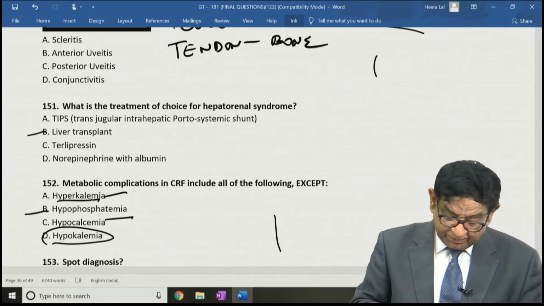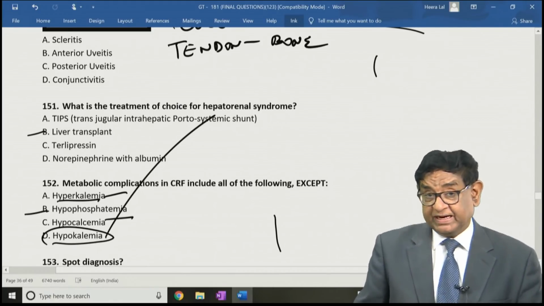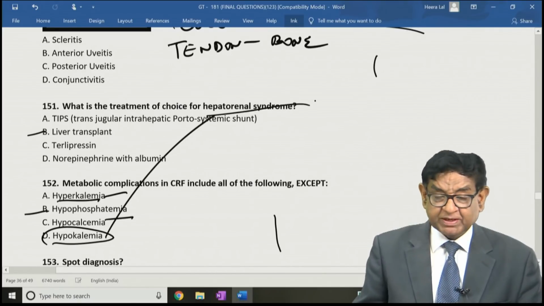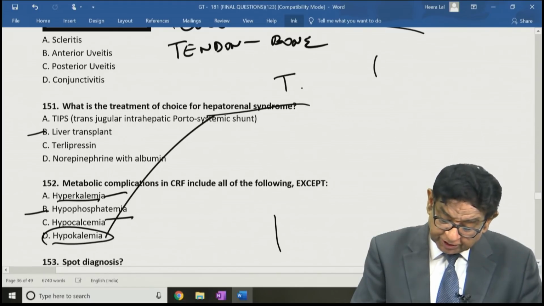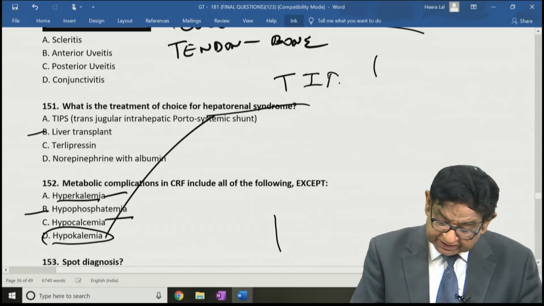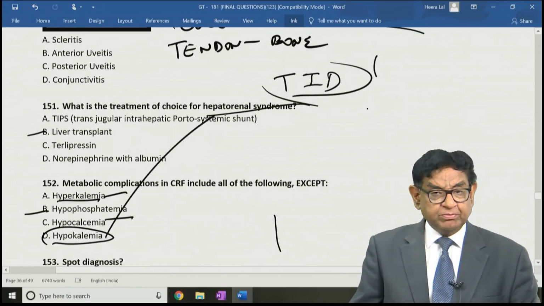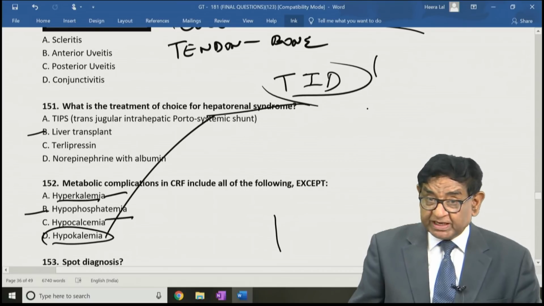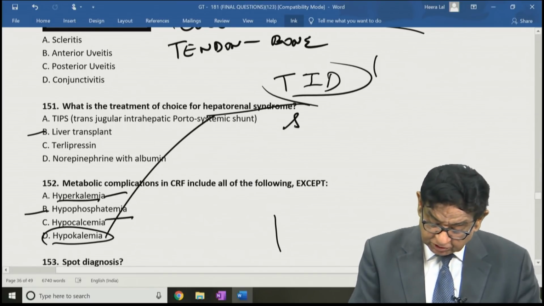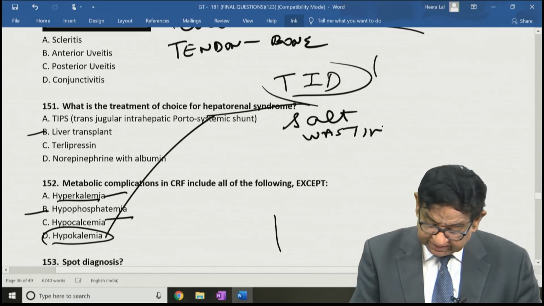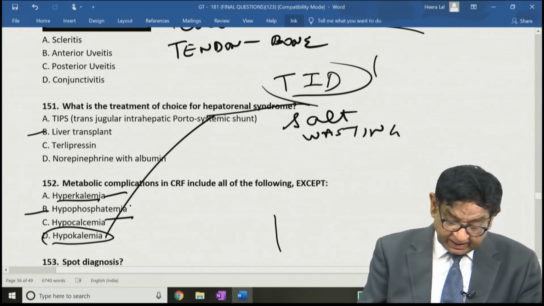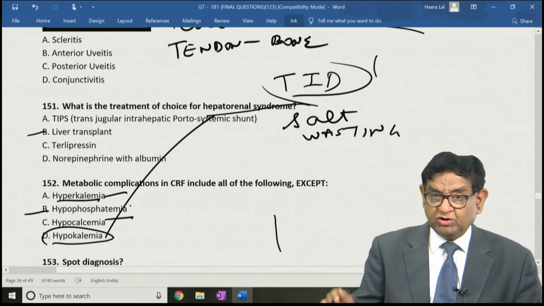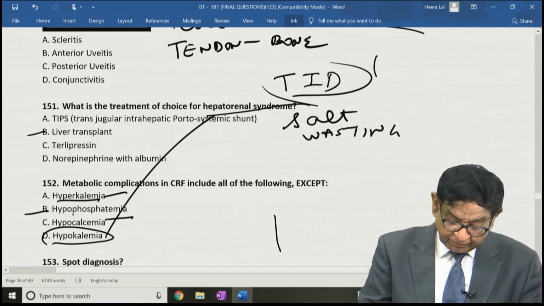Well, in which type of chronic renal failure can we have hypokalemia? It is especially common in those conditions where CRF occurs due to tubulointerstitial disease. T for tubulointerstitial disease. Chronic TID can lead to tubular dysfunction, and salt wasting nephropathy. In such cases, there is salt wasting nephropathy, and that can lead to hypokalemia also. Now, in these patients, hyperphosphatemia occurs, not hypophosphatemia. And of course, hypocalcemia occurs.